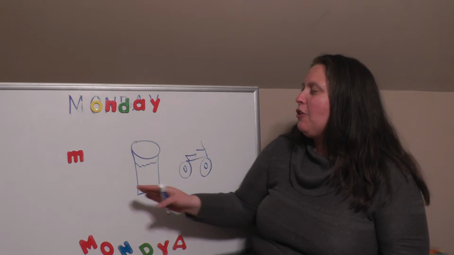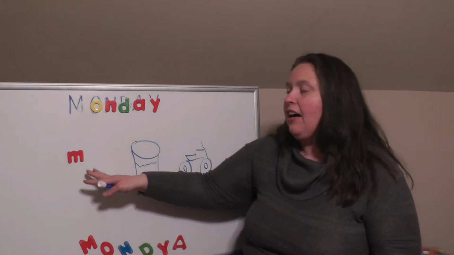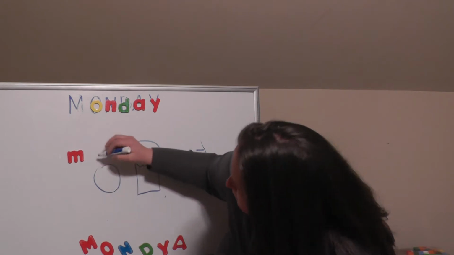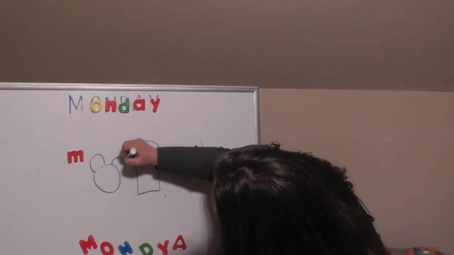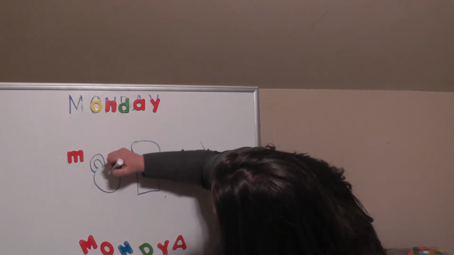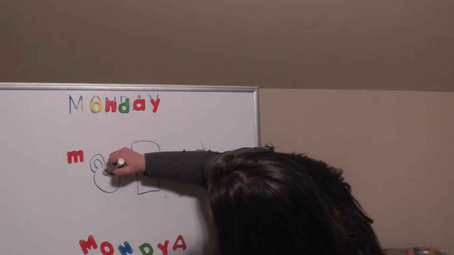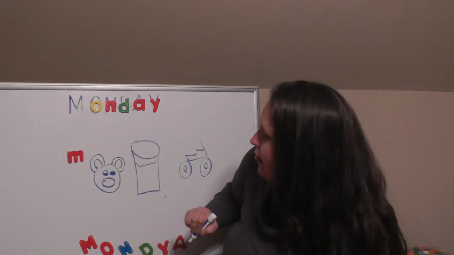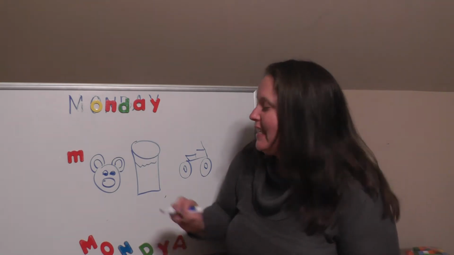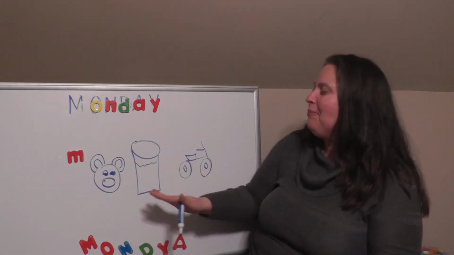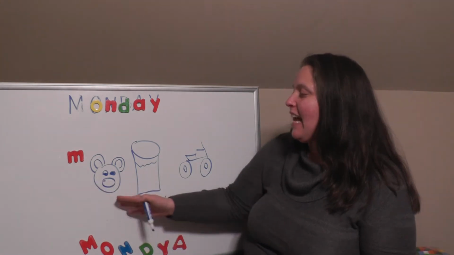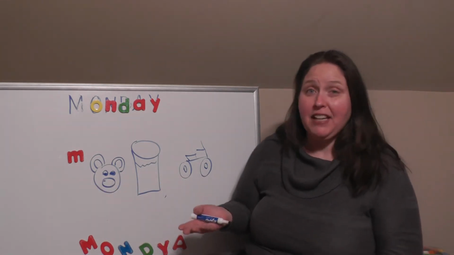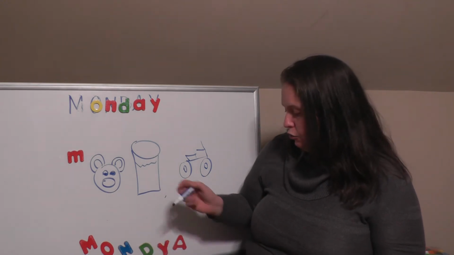So, you would go through and you would just think of other things that start with M. What about a monkey? That looks more like a mouse. Can we say mouse instead? So anyways, you're just going to take that and you're going to draw different pictures, and you can even have your child draw pictures.